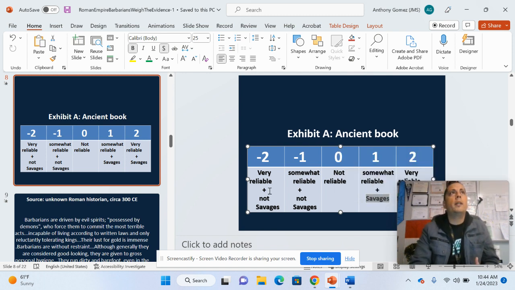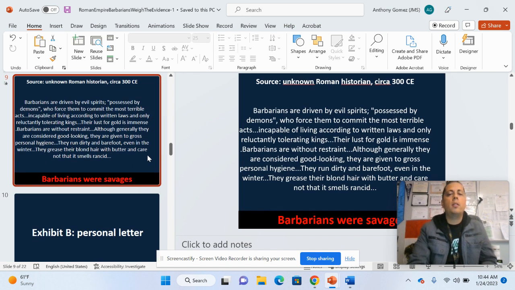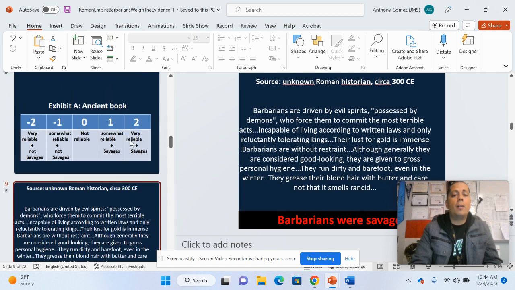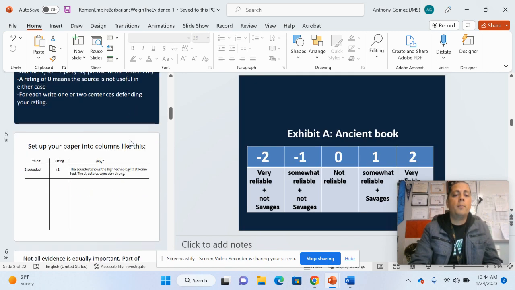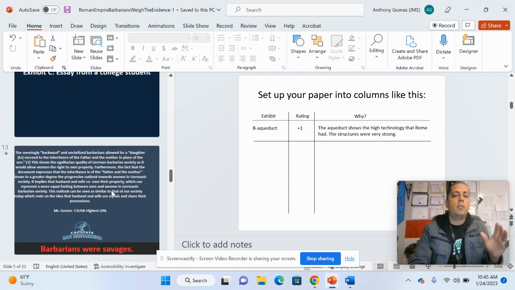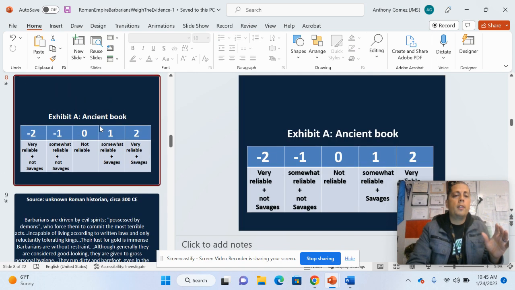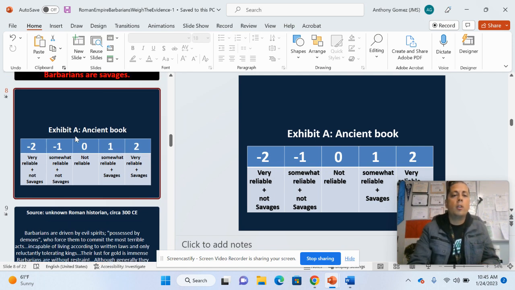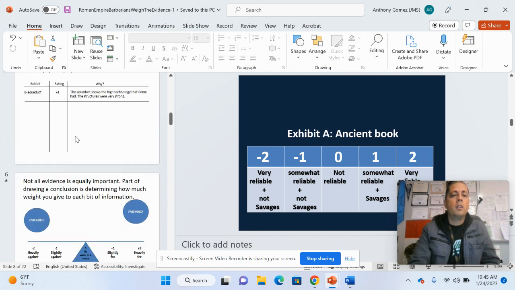So the way I like to do it is I read the source to them, and I give them a little bit of clues about the source of information and what it's saying, like I just did. And then the students write out their answers, right? Going back to this part, they're going to choose their rating. So I go over the different ratings. If you think this source of information is very reliable and is showing that they're not savages, give it a -2. If you think it's somewhat reliable and non-savages, -1. I go over the numbers with them because that's what usually confuses them quite a bit.